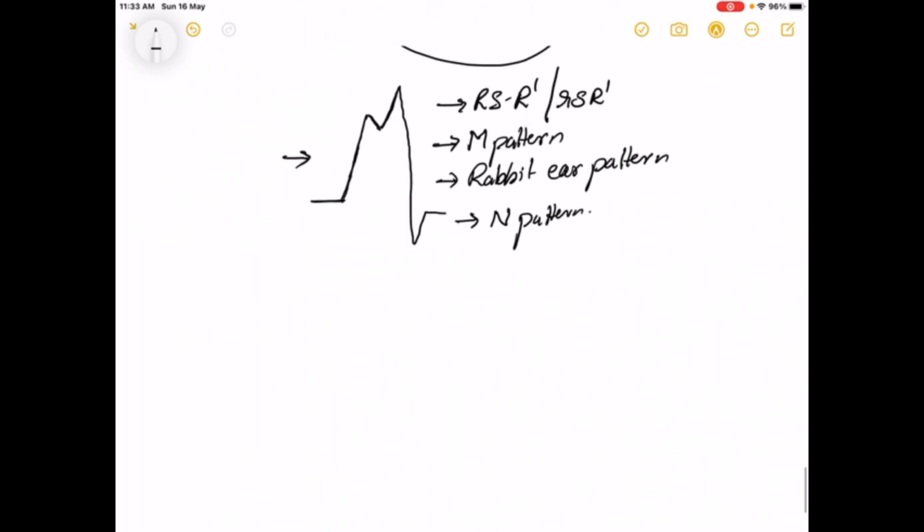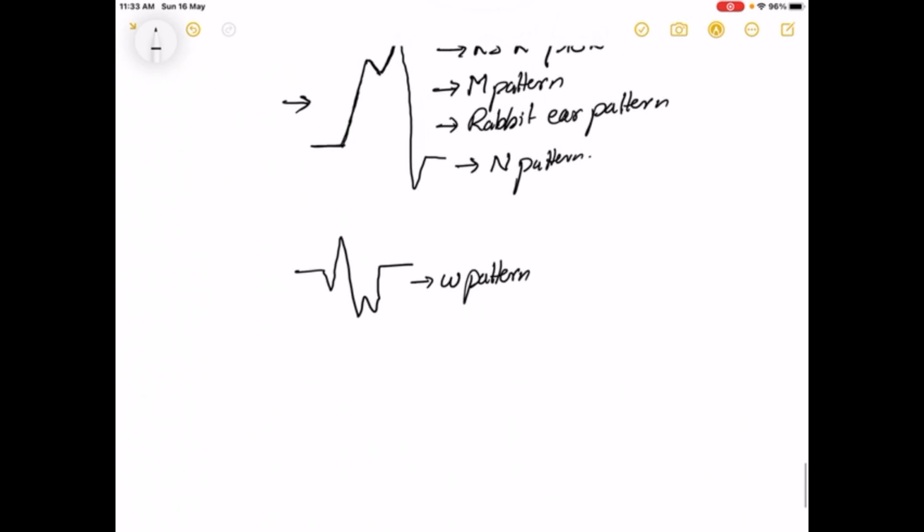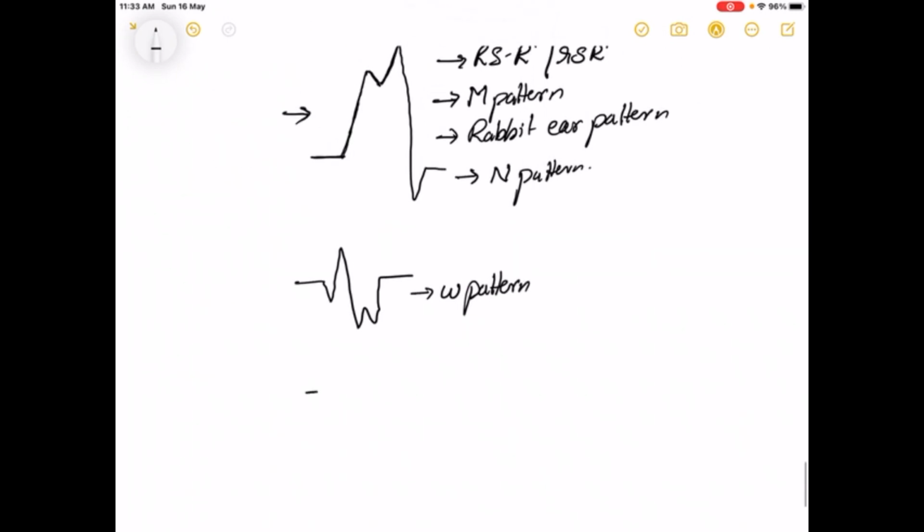Now, these are the changes seen in a few leads. The reciprocal leads will have reciprocal changes, called the W pattern. So the W pattern is seen in reciprocal leads. It can be a W pattern, or it can be a curved S pattern.